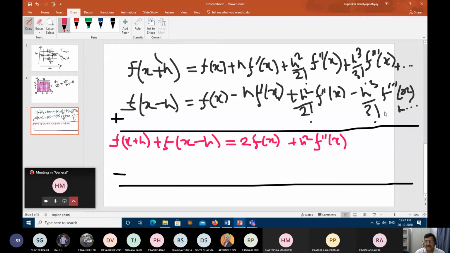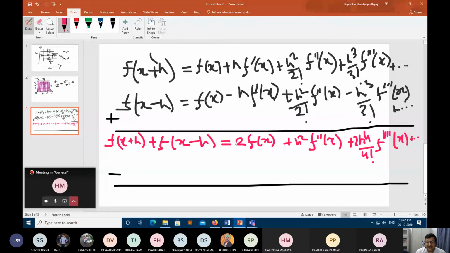And then what will happen? Then again, this will go out. And then what term will remain? Then I will have h to the power 4 by 4 factorial into f to the power 4 of x, and then I have many terms. So many terms, if I do addition. So from here, you can really understand that now f double dot x can be written as what?